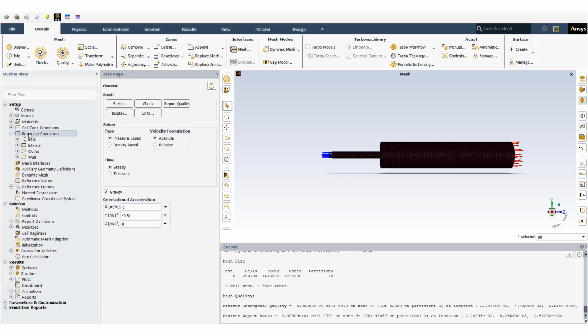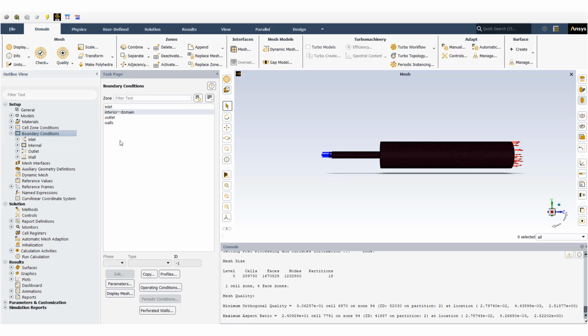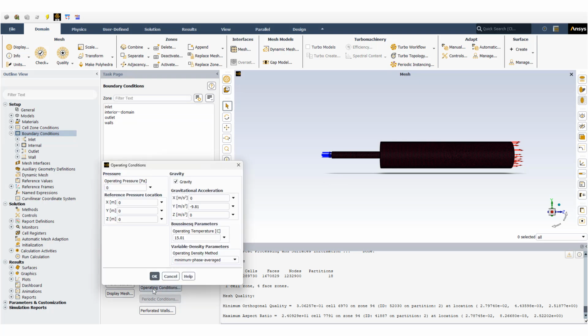For the boundary conditions, one thing that I have to be sure of here is that I consider zero operating pressure because I'm using ideal gas. So this is important to be sure about in this setup. Gravity is negative g in the negative y direction, and the others I just keep at the default setup.